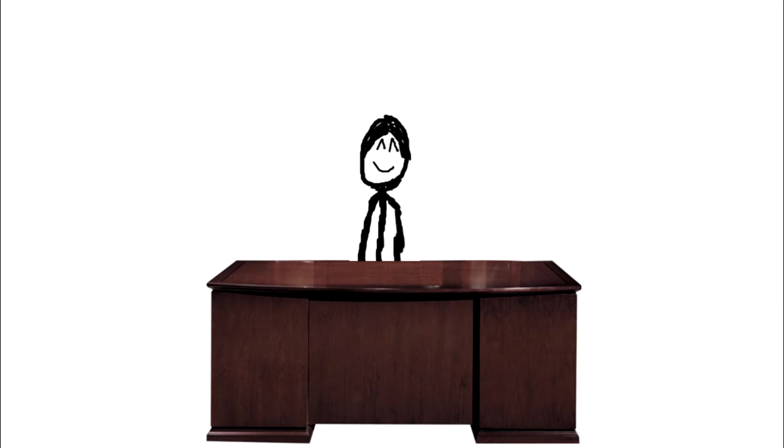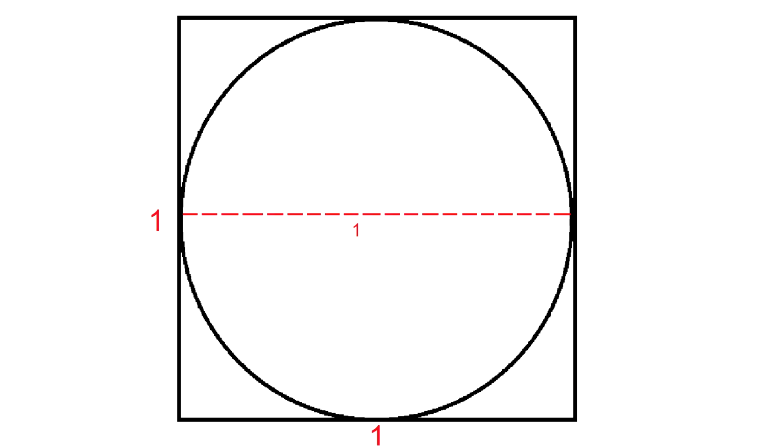Sometimes when I say things, I feel like I'm repeating myself, like I'm going in circles. But what is a circle? A set of all points equidistant from another single point on a two-dimensional plane? Or is it? Let's take a circle of diameter 1 and put it inside a square of side length 1.